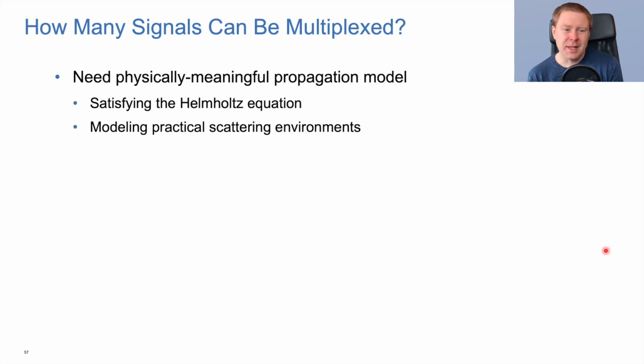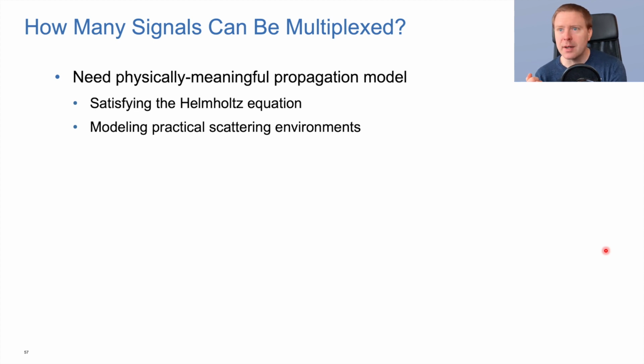Okay, an interesting thing when we are building big surfaces that are contiguous is that we can consider how many signals to different users or the same users can we multiplex at the same time. How many users can we separate? And in order to answer that question, it is incredibly important to have propagation models for the channels that are physically meaningful. You cannot just cook up any model.